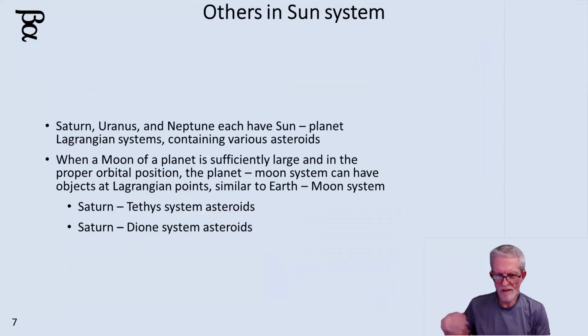Well, what about other L systems in our solar system? Turns out that Saturn, Uranus, and Neptune each have their own sun and planet L systems, typically containing lots of asteroids because we haven't put a lot of space probes out that far. But since some of the moons of the larger planets are actually fairly large, they can have a planet-moon L system, just like we have an Earth's moon L system. The moons Tethys and Dione in Saturn's system do have Saturn and Moon Tethys asteroid L systems and Saturn and Dione asteroid L systems. Saturn actually has multiple moon L systems. So these L systems are quite common.